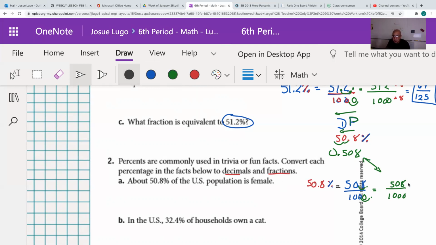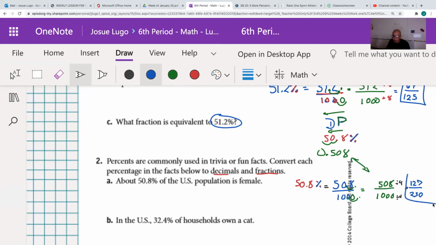However, let's go ahead and simplify this. You can divide each of these by 4. And that will give me, what would that be? 127, I believe. 127 over 250. And that would be in simplest form.